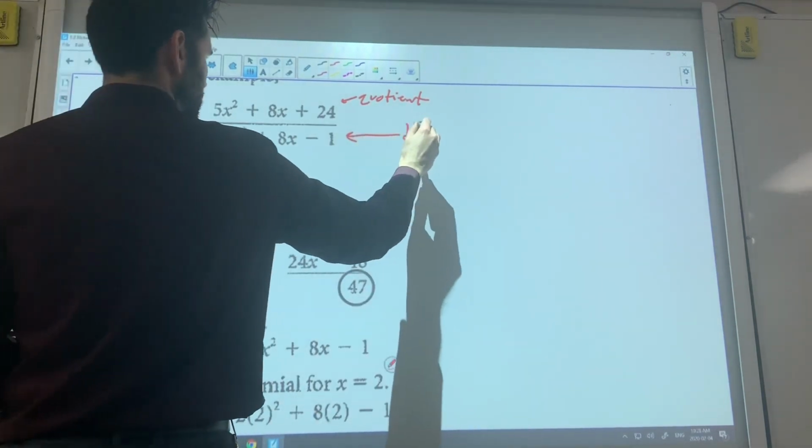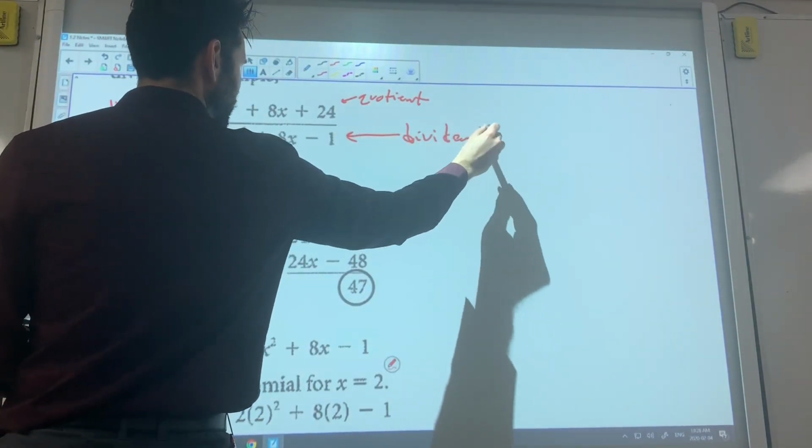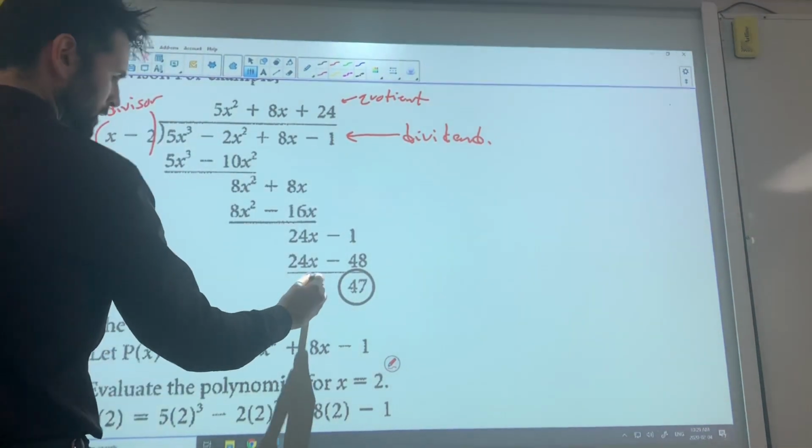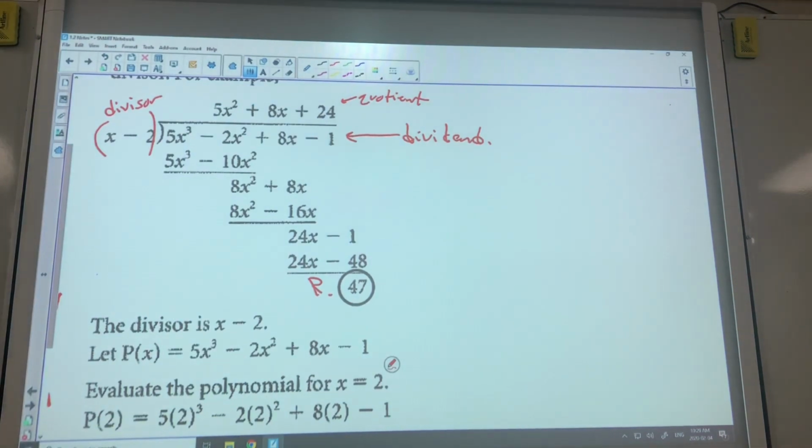And this one here is the dividend. It's the original thing you're dividing, okay? So they go through, and it's like, oh, here's the remainder. Well, there's actually something very, very special about the remainder.